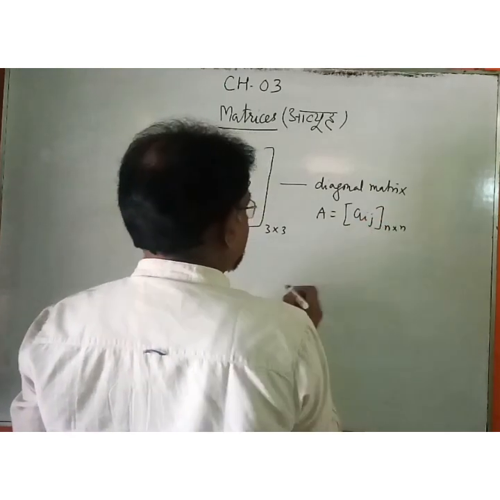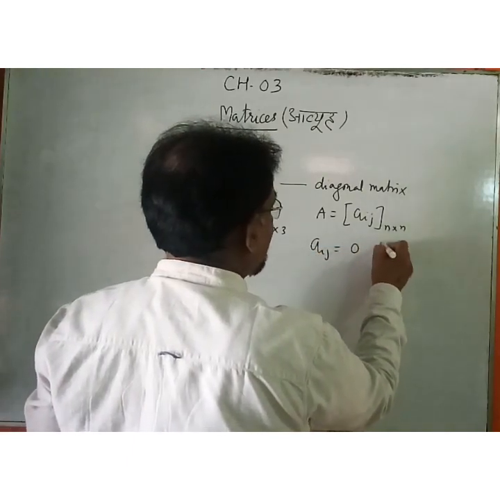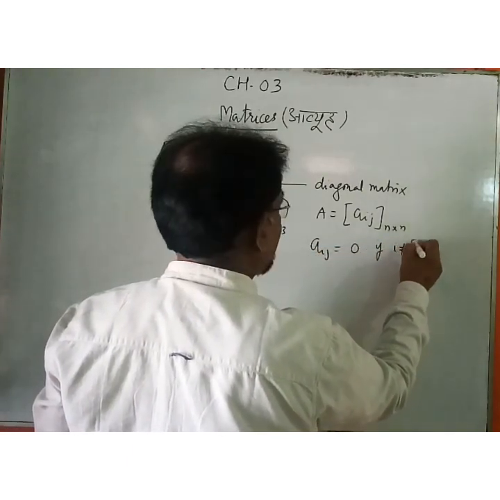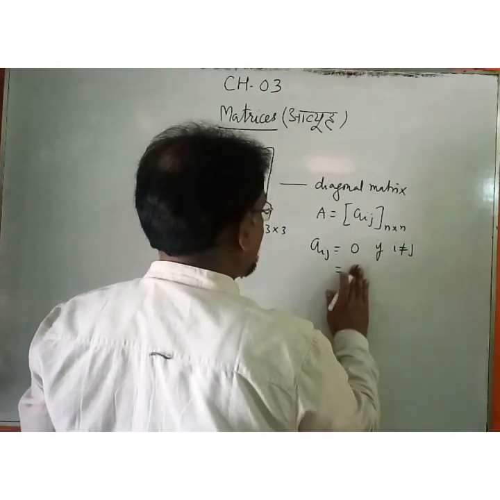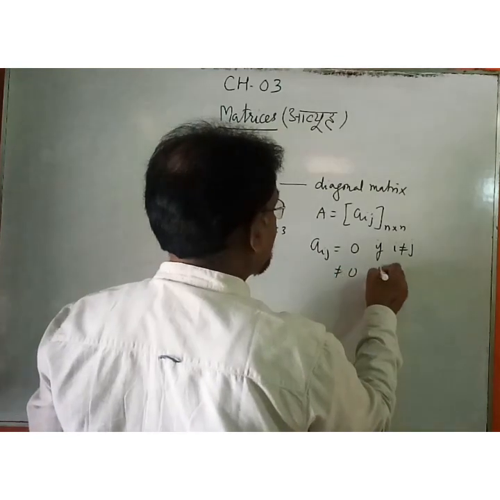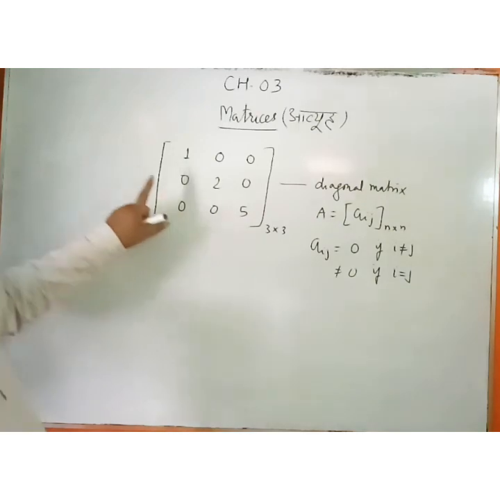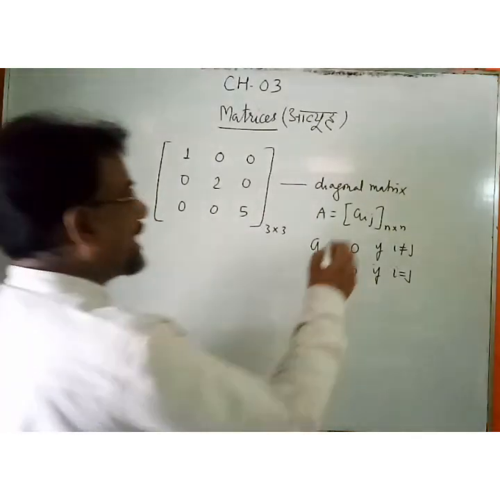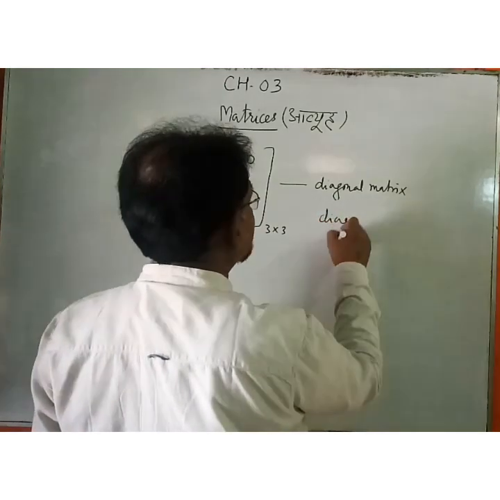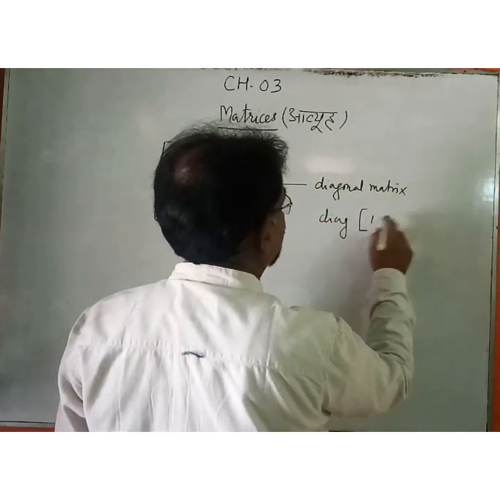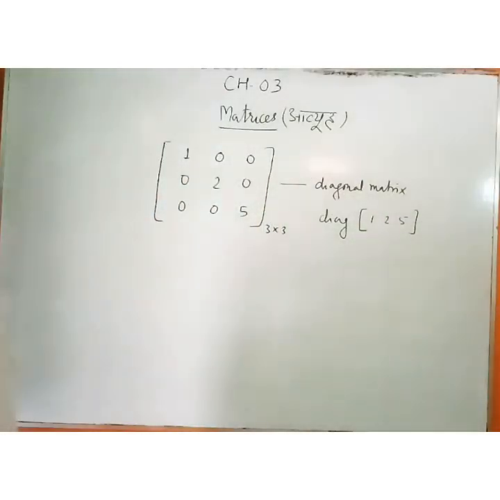n cross n, then Aij will be equal to 0 if i is not equal to j, and will be equal to some number not equal to 0 if i is equal to j. This is called a diagonal matrix, and a diagonal matrix can also be represented as diag bracket 1 to 5. In this way you can write the diagonal matrix.